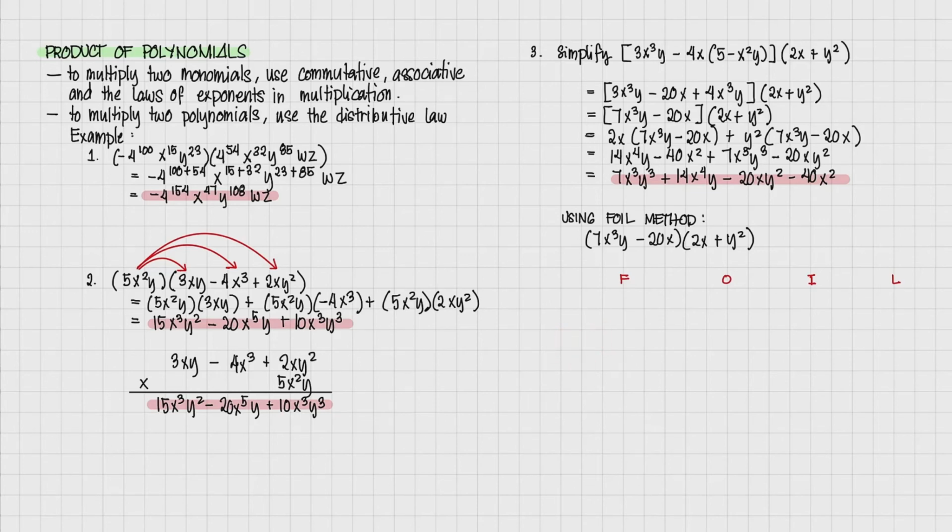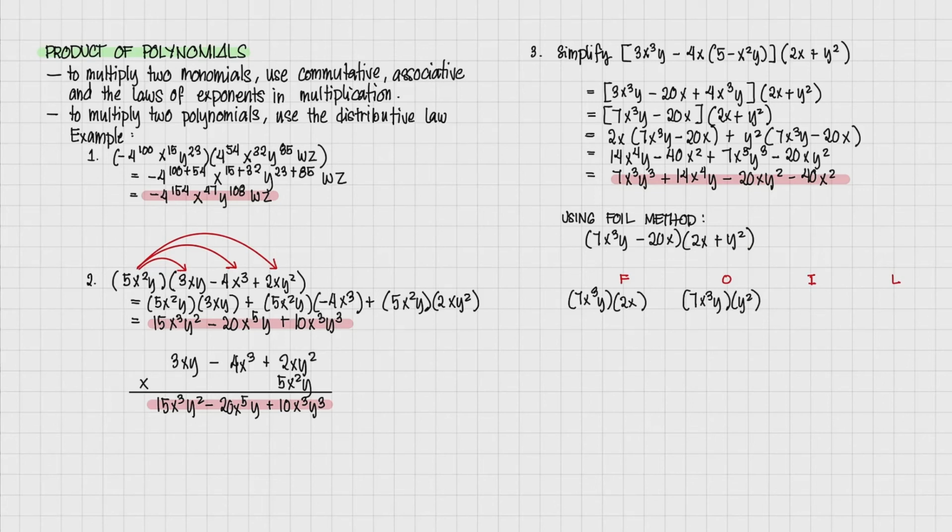Okay, the F in our FOIL method stands for the first terms. So first, we're going to multiply the first terms. Under F, we have 7x cubed y times 2x. Then under O, which is the outer terms, we're going to multiply 7x cubed y and y squared. So you have 7x cubed y times y squared.